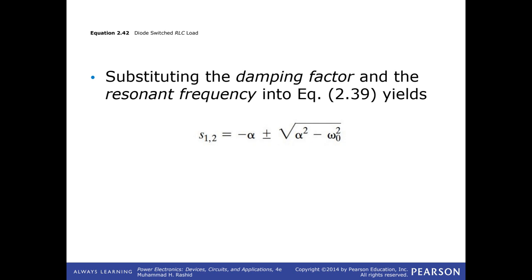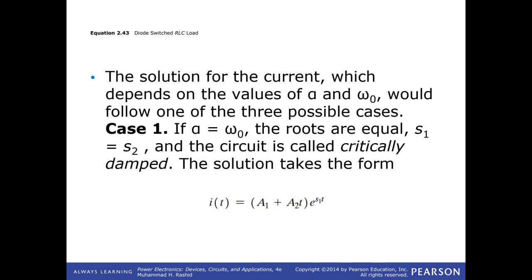Then case one, if alpha is equal to omega O, then the roots are equal, S1 is equal to S2, and the circuit is called critically damped. The solution is going to be something like this. What kind of function is this, by the way? True, this is an exponentially decaying term, but it is also proportional with time.